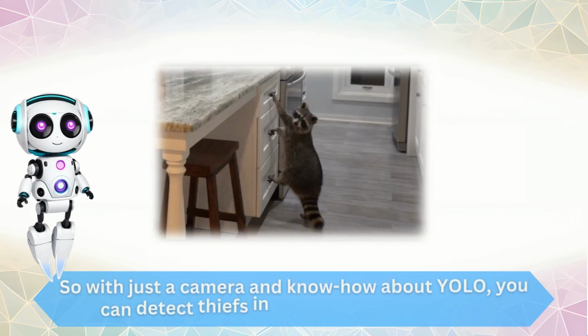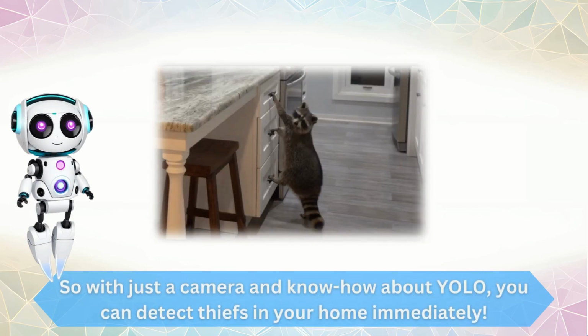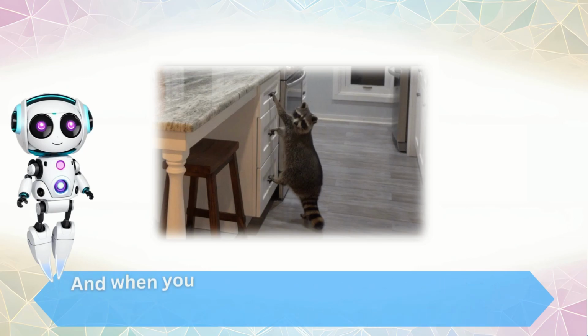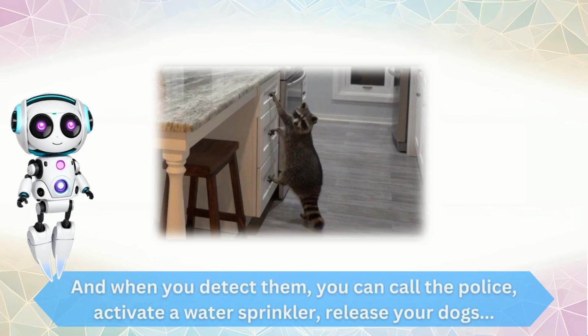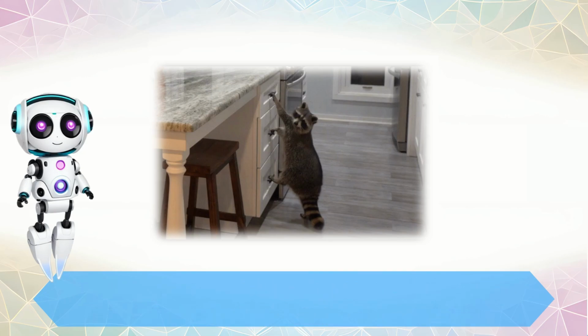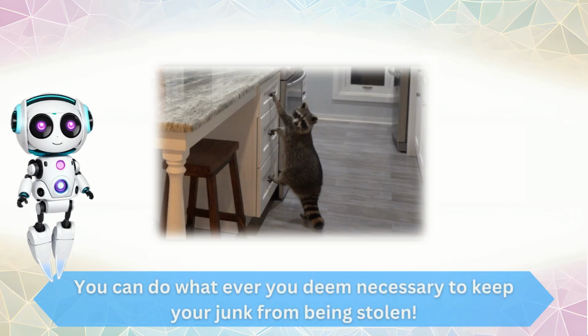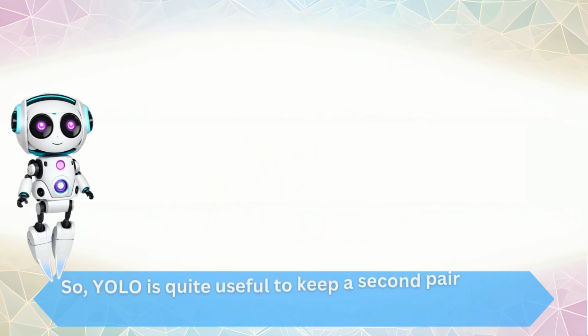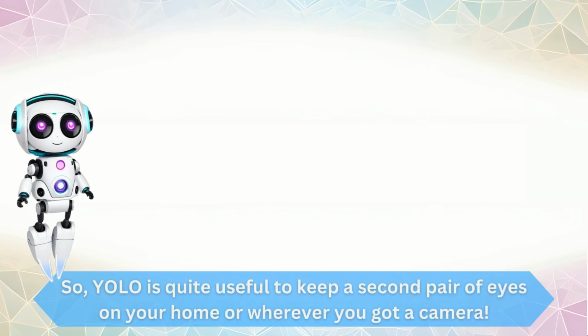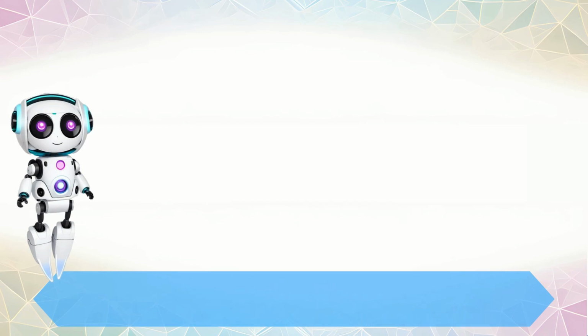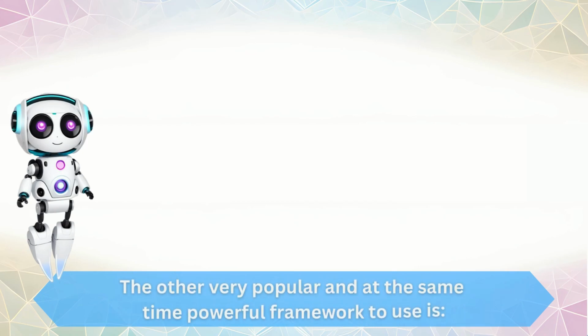So, with just a camera and YOLO, you can detect thieves in your home immediately. And when you detect them, you can call the police, activate a water sprinkler, release your dogs. You can do whatever you deem necessary to keep your junk from being stolen. So, YOLO is quite useful to keep a second pair of eyes on your home or wherever you got a camera.